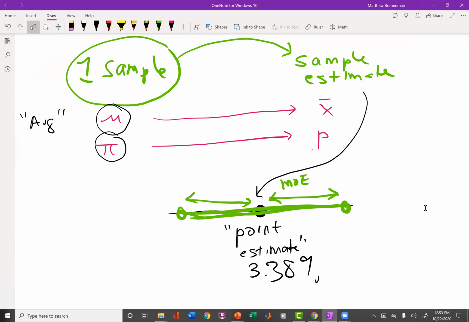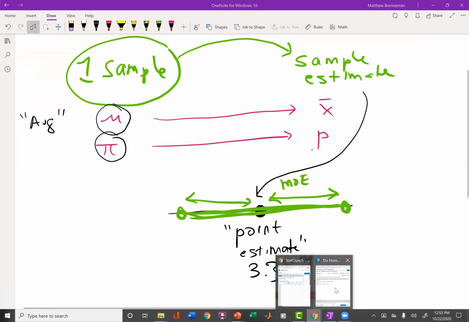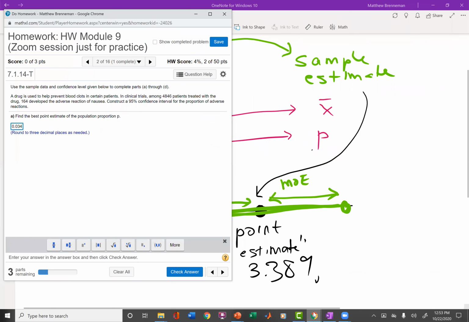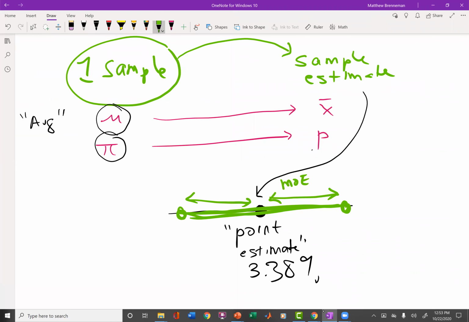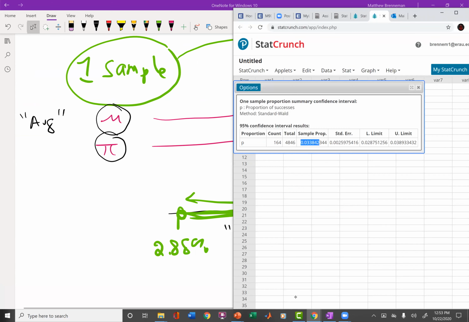And if I go back and I look at my output from StatCrunch here, right, I'm going to get 2.88% as my lower limit, okay? And my upper limit is going to be 3.89%.